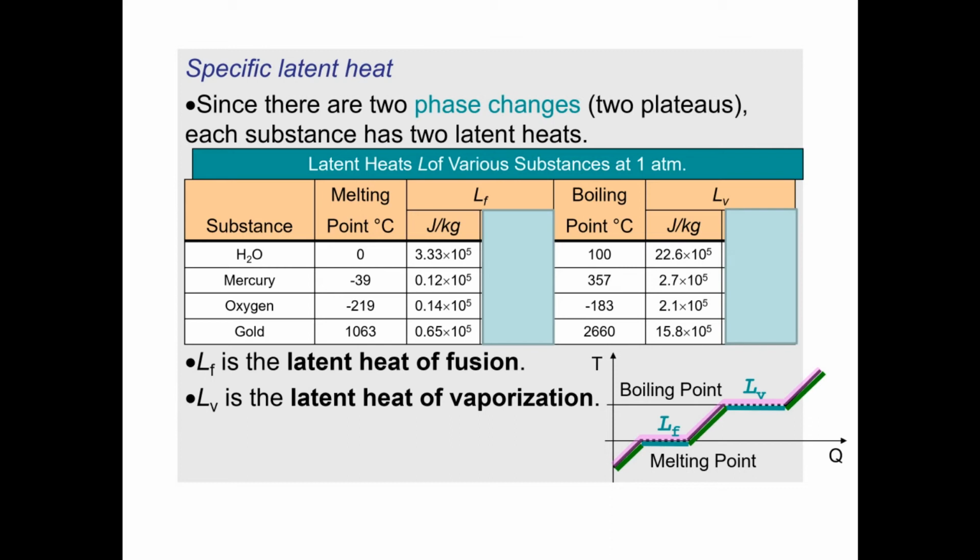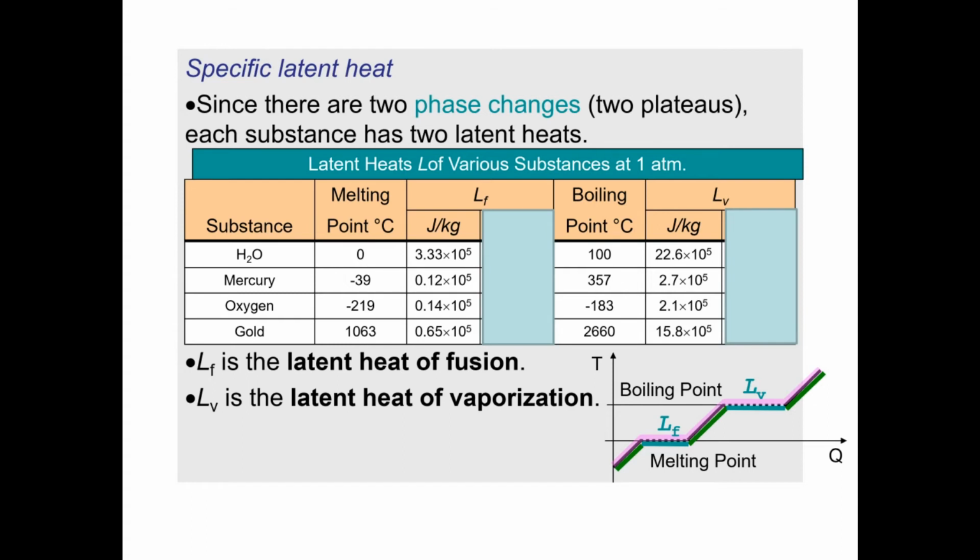Again, if you take a moment to make some observations, it's interesting that the metals, like mercury, tend to have smaller latent heats of fusion and also smaller latent heats of vaporization. Although gold is pretty tough. You can see gold is kind of an exception there.